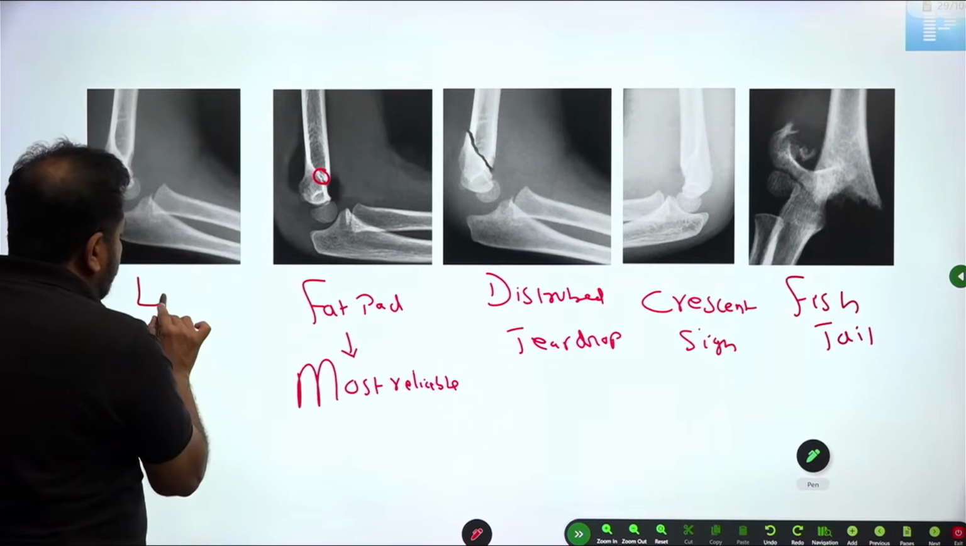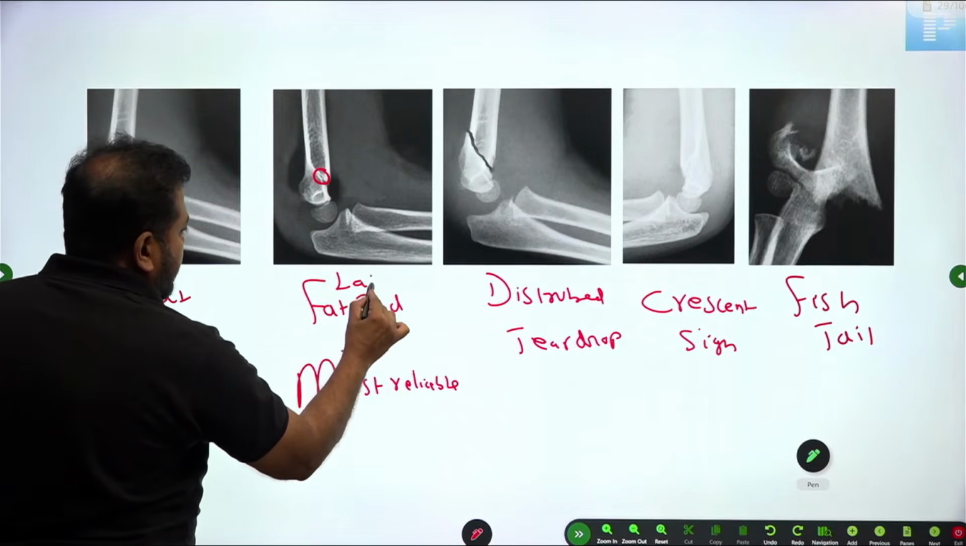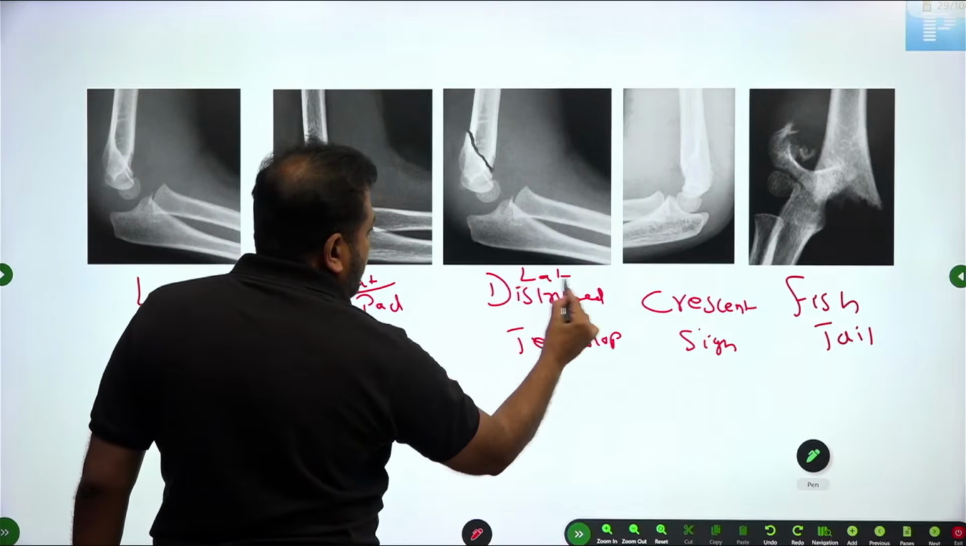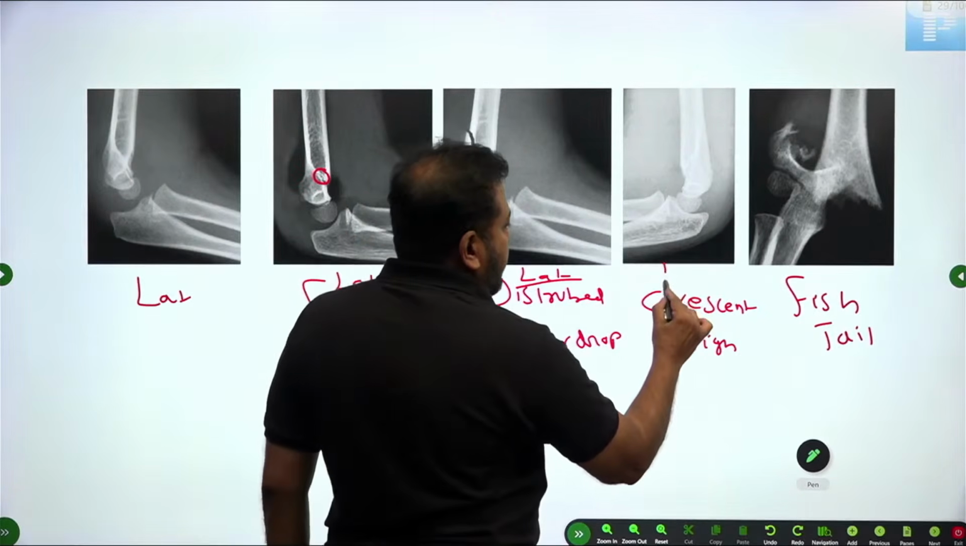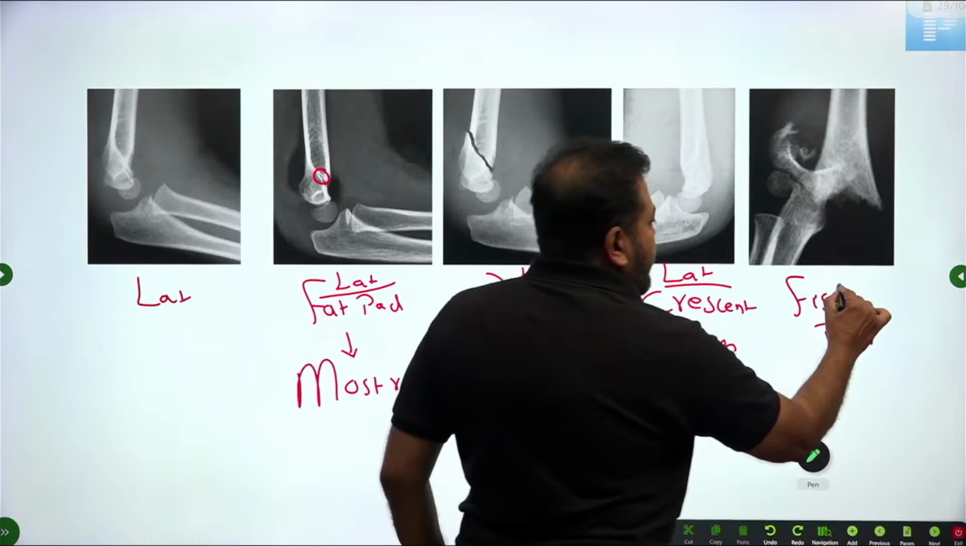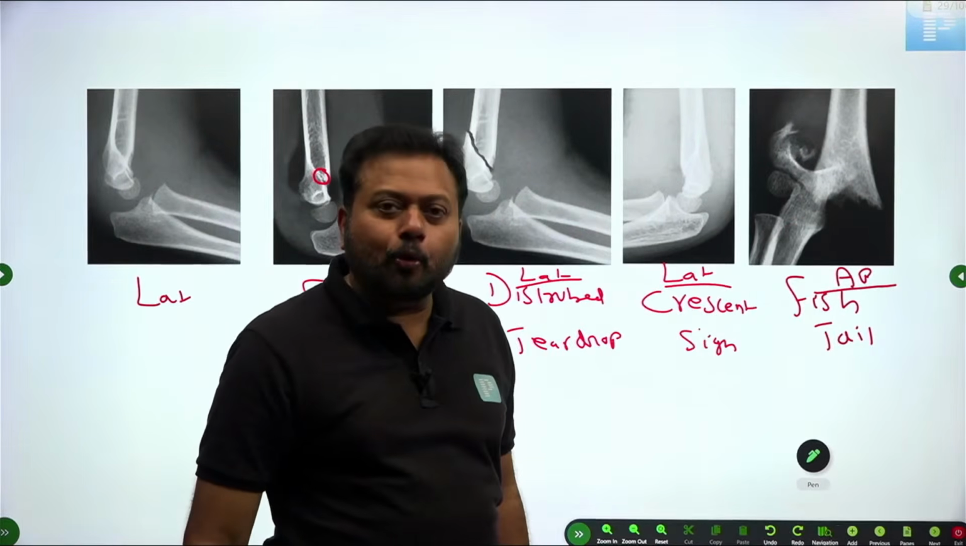Dear friends, note one point very carefully. This is normal. This is the lateral view. The teardrop fat pad sign is seen in lateral view. The crescent sign is seen in lateral view. The only sign that is seen in AP view is the fishtail sign, the anteroposterior view of the elbow.